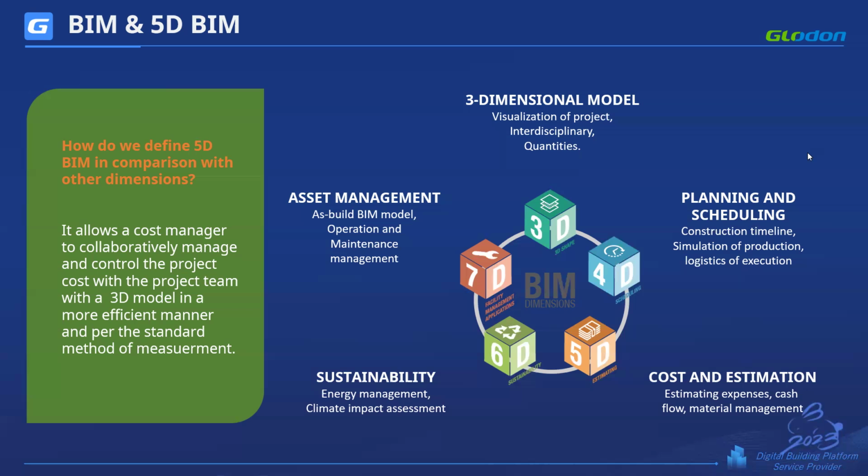Then 5D BIM. The best example for 5D BIM is Cubicost 5D BIM software. 3D model plus cost is 5D BIM. What is 6D BIM? 3D model plus sustainability is 6D BIM. 7D BIM is 3D model plus operation of construction or asset management. So you have to have a very good understanding of the dimensions of BIM.